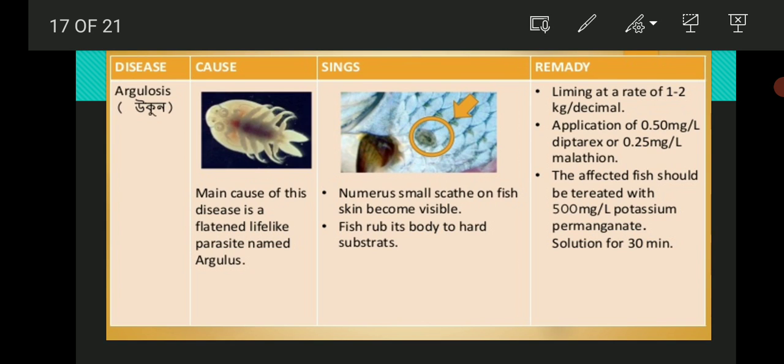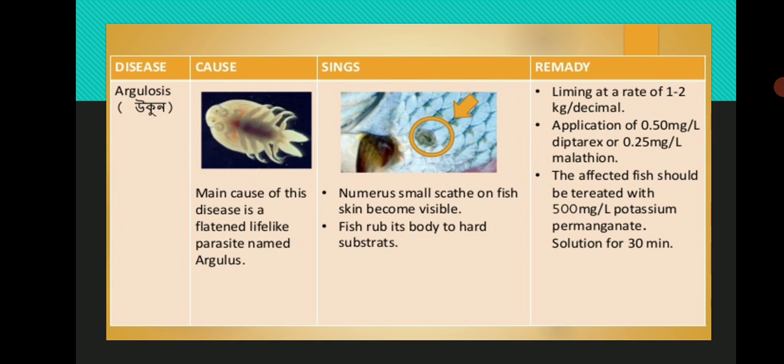Argulosis. The main cause of this disease is a flattened, leaf-like parasite named Argulus. Here the leaf-like Argulus is shown. Here an affected fish is shown. Numerous small scales on the fish skin become visible. The fish rubs its body and head on a hard surface. Liming at a rate of 1 to 2 kg per decimal, and application of 0.50 milligram per liter and 0.25 milligram per liter malathion. The affected fish should be treated with 500 gram per liter potassium permanganate solution for 30 minutes.